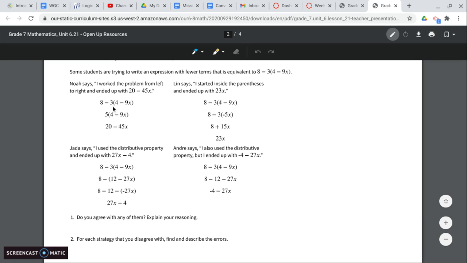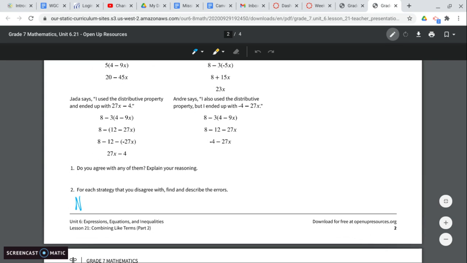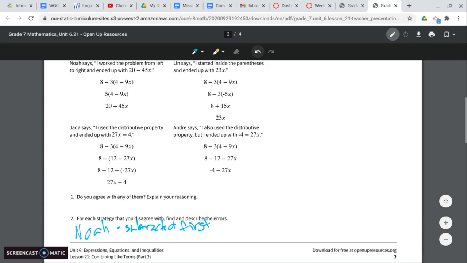So Noah says, I worked the problem from left to right and ended up with 20 minus 45x. So he had the original problem. He did the 8 minus 3 to get 5. Then he multiplied the 5, he distributed it through. Is this accurate? No. So Noah is wrong. What did he do wrong? He subtracted first. We don't want to do that subtraction first. He needs to distribute first.